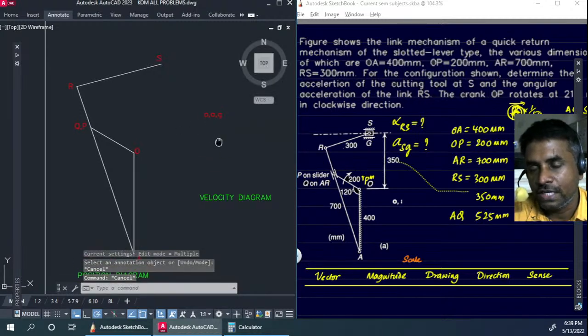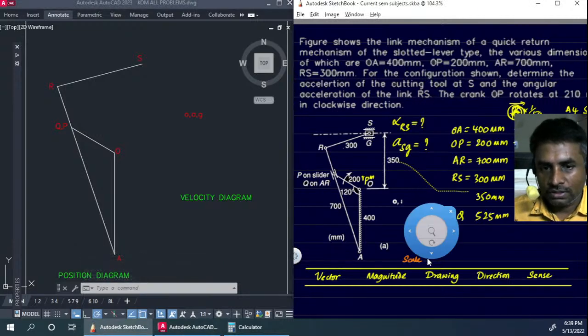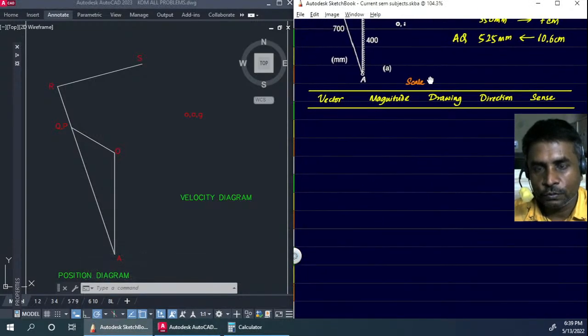Now let's see what are the different velocities that we'll have to deal with.